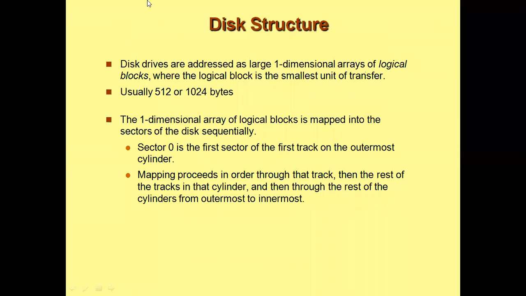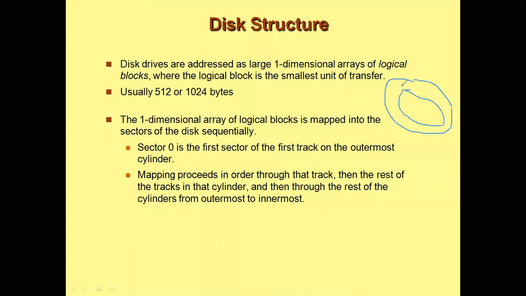As you all know, we have tracks, right? Tracks are circular in shape and they're further divided into sectors. So if you now try to cut this and then straighten it, it will look like this, right? This is nothing but a large one-dimensional array of logical blocks. Here our logical blocks are nothing but sectors, so they are the smallest unit of transfer, and they're usually 512 to 1024 bytes.